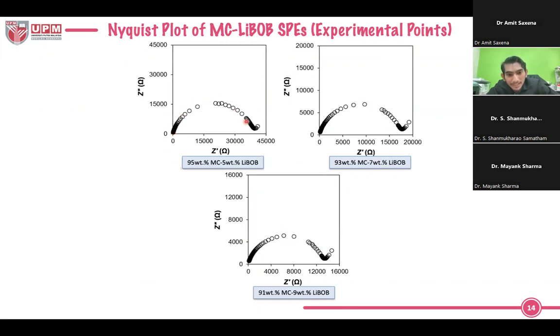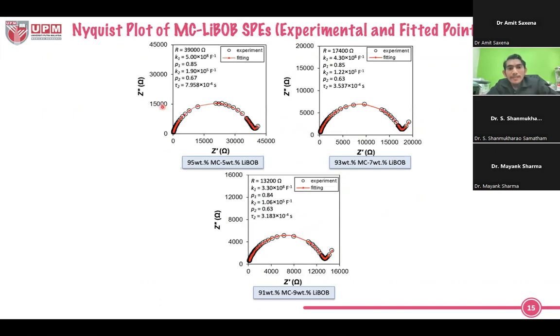We have a depressed semicircle and a tilted spike. You can see here, there's a tilted spike at this site. Then we fit the plot using the equation mentioned before. And if you can see here, the fitting must fit on the experimental points, because it must fit according to their corresponding frequency, right?